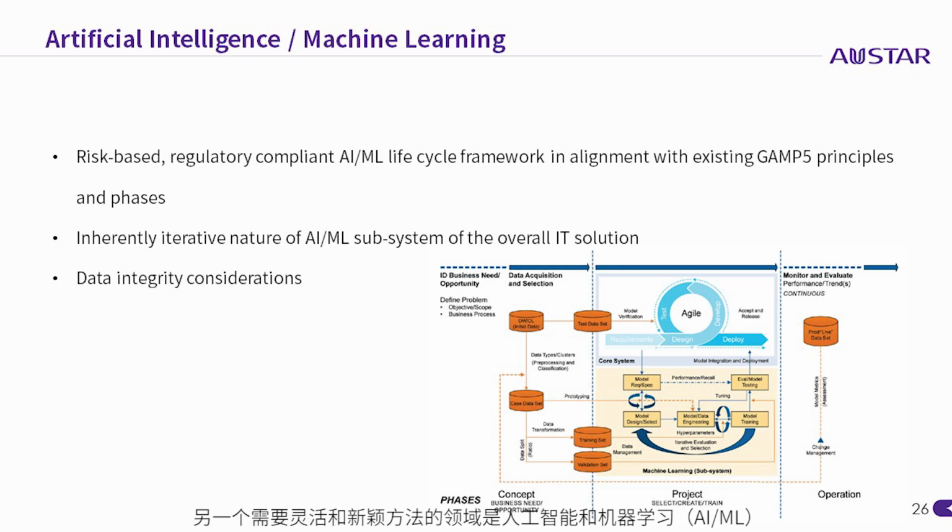Another area that requires flexible and novel approaches is artificial intelligence and machine learning. The essential question is, how do you validate a system and keep it in a validated state that is frequently retrained and thereby changing its behavior? In the appendix on artificial intelligence and machine learning, it is shown that the existing GAMP 5 principles and phases can still be applied. It provides detailed guidance for the compliant implementation and operation of AI/ML systems, considering their inherently iterative nature as well as data integrity considerations.